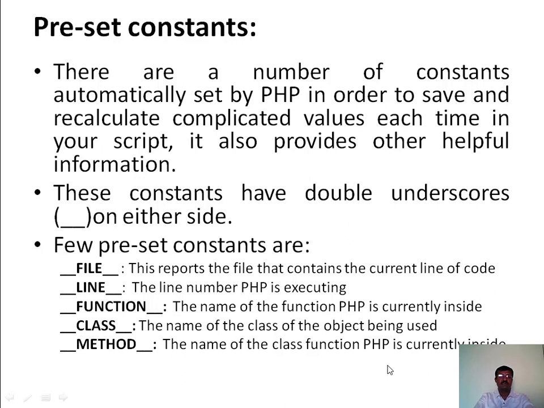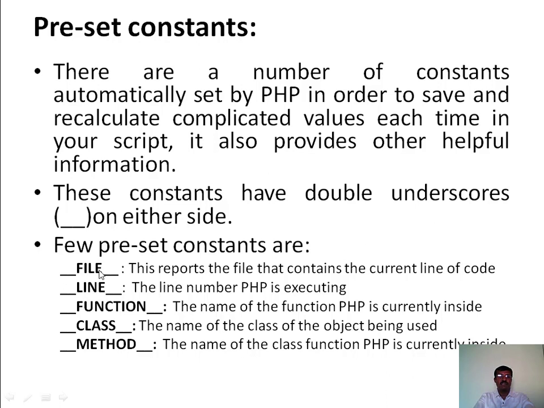Preset constants. There are a number of constants which are automatically set by PHP in order to save you from recalculating complicated values each time in your script. It also provides other helpful information. These preset constants have double underscores on either side of the name of the constant. A few preset constants are as follows.